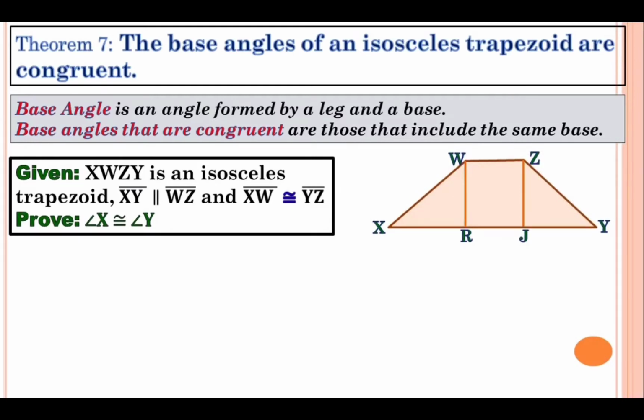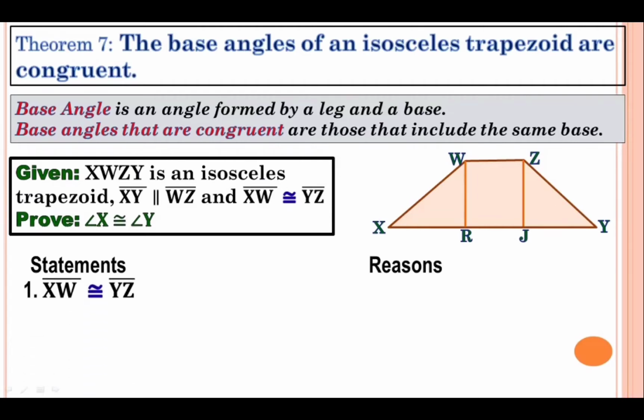XWZY is an isosceles trapezoid, segment XY is parallel to segment WZ, and segment XW is congruent to segment YZ. Prove that angle X is congruent to angle Y. So we'll be using a two-column proof.